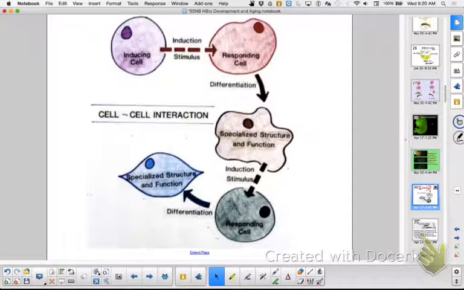So induction, the term I need you to know, which we referenced earlier. This is a longer definition, so alpha and beta come into play here. Induction: when one tissue influences the development of another, either by direct contact or the release of chemicals or morphogens.